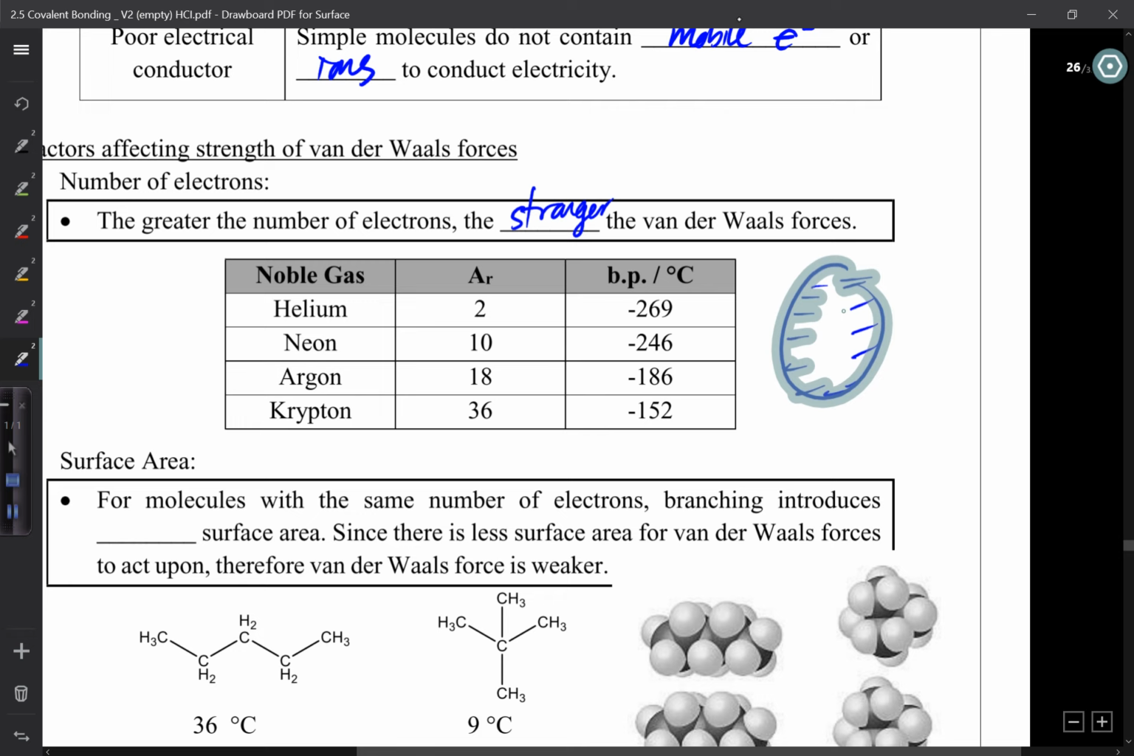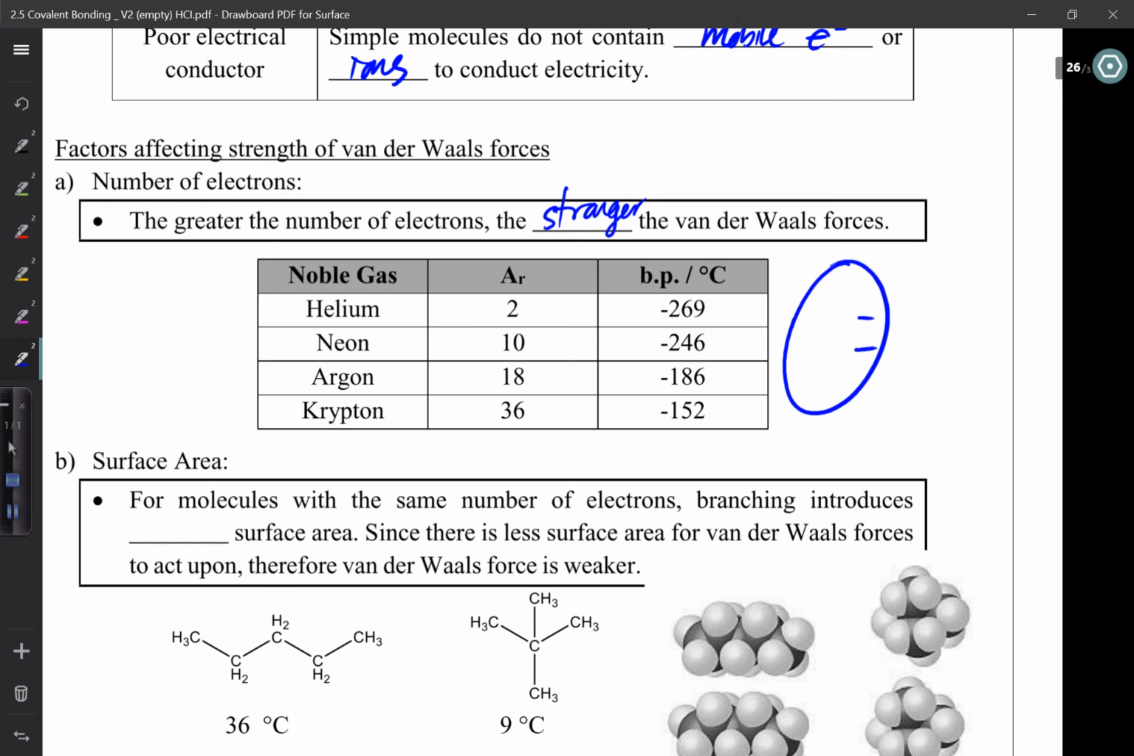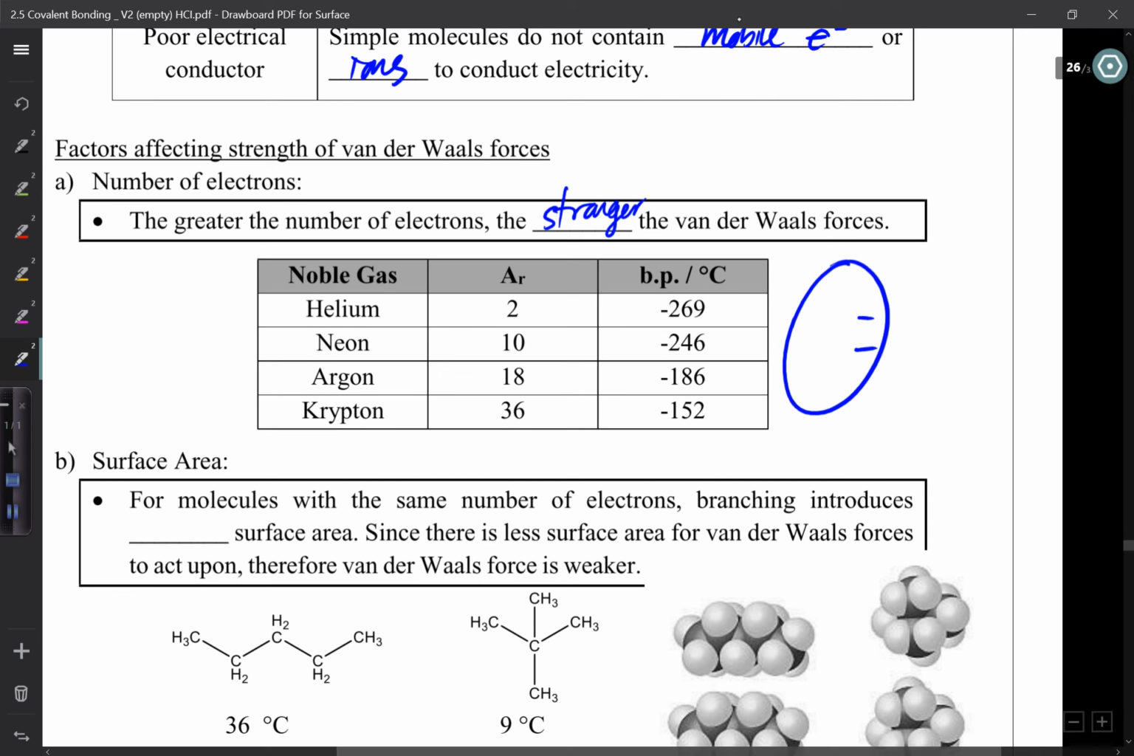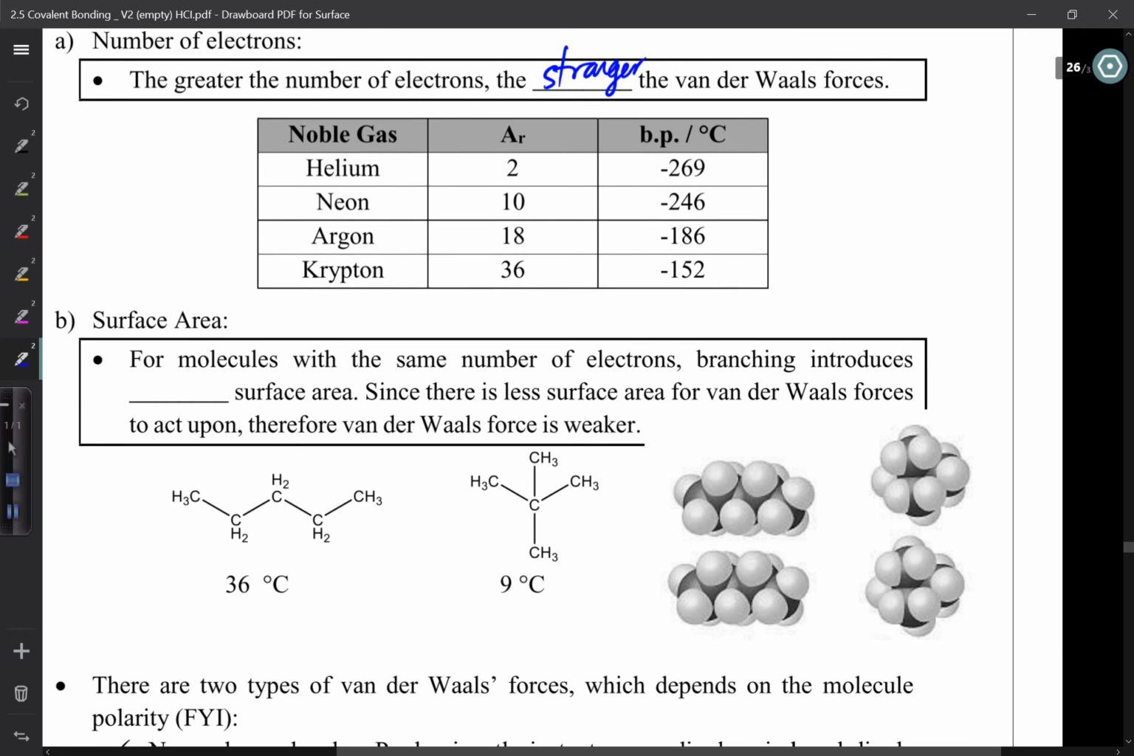So hence, stronger attraction. Alright? So you can say that if I have 2 electrons, at most I have both electrons on one side, no electrons on the other side. But if I have 100 electrons, it's possible that I have many more electrons on one side than on the other side. So the attraction is actually much stronger. So that's why the electron cloud, or rather the number of electrons, affects the strength of van der Waals forces.